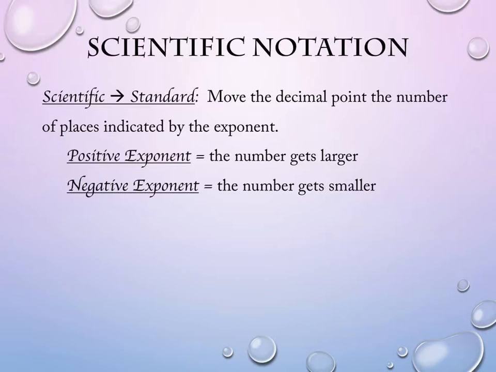If the exponent's positive, the number will get larger. Positive exponent, big number. If the exponent is negative, the number gets smaller. Negative exponent, small number.